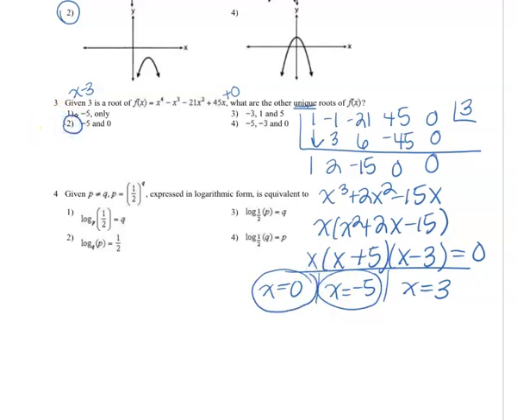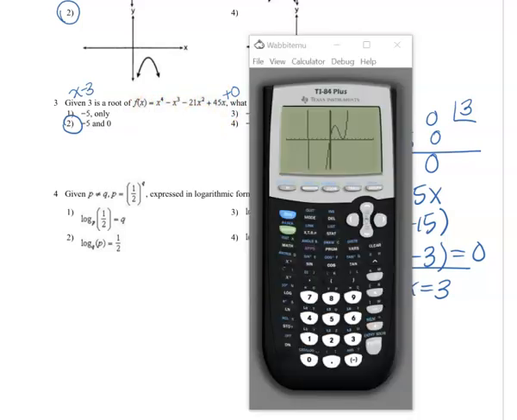Something else you guys could do is type this in your calculator and look at where it crosses the x-axis, so I'll show what that looks like. Alright, so I typed it in, I adjusted it a little bit, but what you guys are seeing is intercepts at -5, 0, and 3, and there's that kiss at 3, which is why there's a multiplicity of 2, and that's why these are your other 2 unique roots.